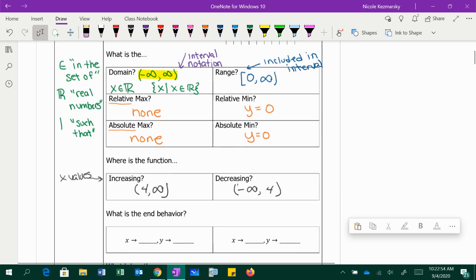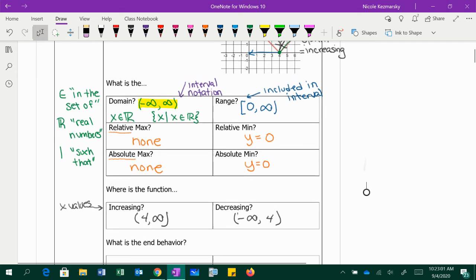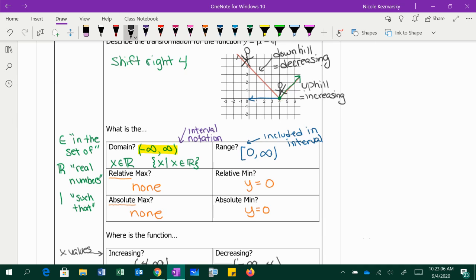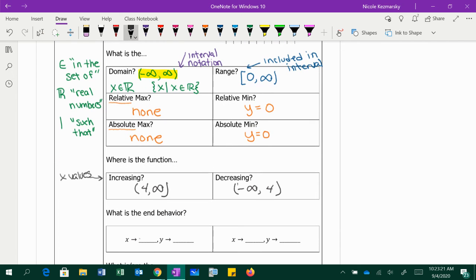The next thing we're going to look at is the end behavior. So where are the arrows going? So if we look back up at the graph, we have 2 arrows, one on the left and one on the right. So we've got an arrow here and an arrow over here. The arrow going up and to the left means that the x values are going left, but the y values are going up. So the way we write that is we say x is going to negative infinity and y is going to infinity.